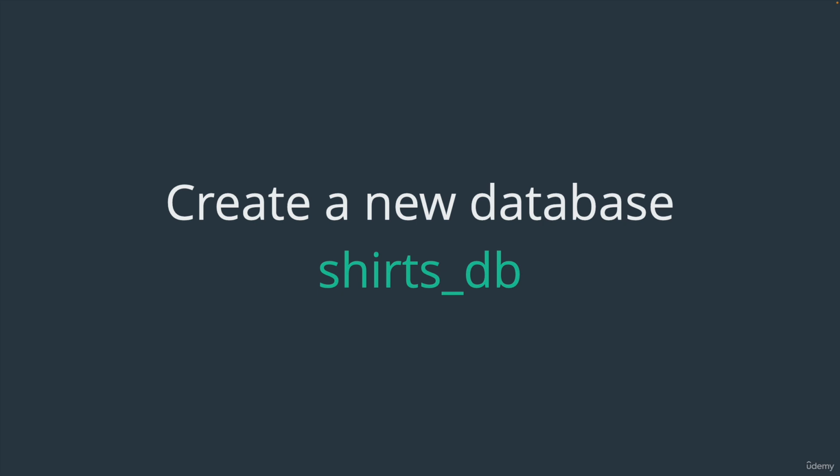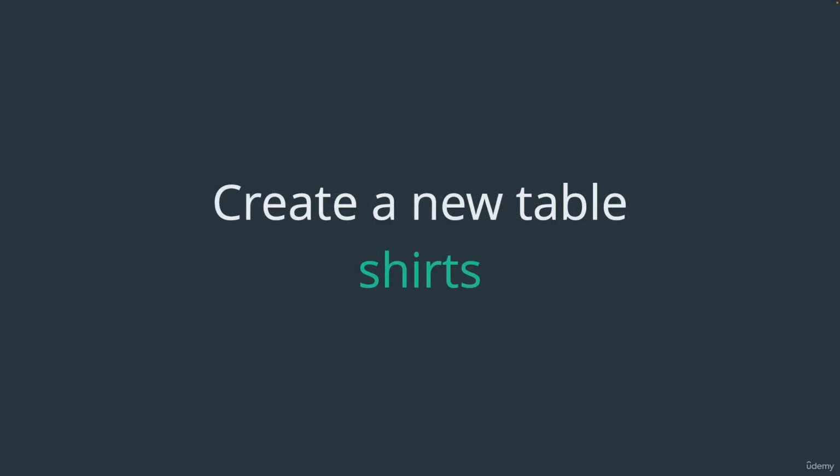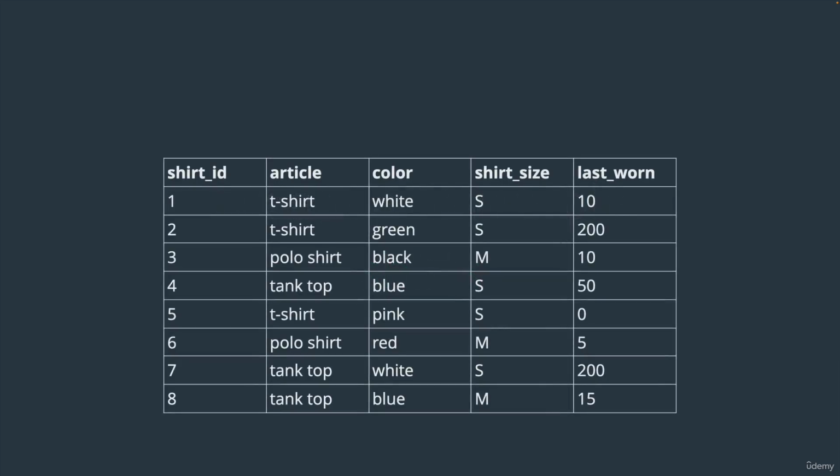So we're going to make a new database, not the pets database, a whole new one. We need to create it and use it, called ShirtsDB. Then create a new table called shirts. Now this shirts table will look something like this. Obviously it will be empty when you make it, but it's going to have these columns: shirt ID, article, color, shirt size, last worn. So shirt ID should be a primary key. It should auto increment.